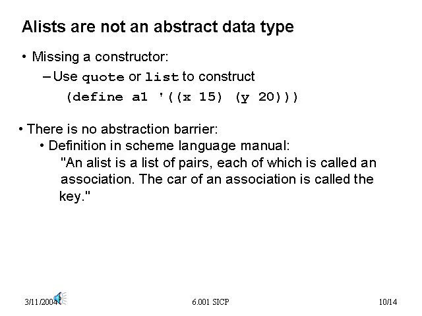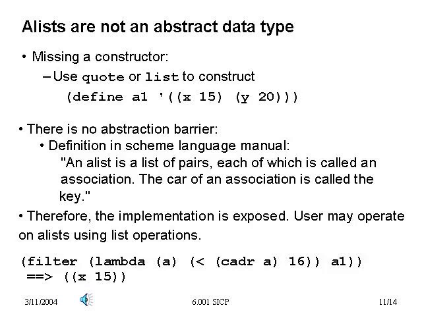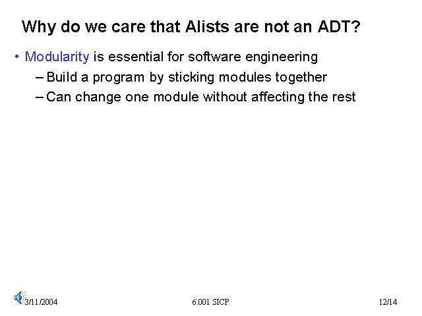In fact, A-lists are designed that way. The definition in the Scheme manual says an A-list is a list of pairs, each of which is called an association. The car of that association is called the key. So it's intended, in fact, to just be an exposed list. As a consequence, the implementation is exposed, meaning that the user can go in and operate on the A-list just using list operations. We could go in and do things like this. It looks nice and convenient, but in fact is a dangerous thing to do, and let's talk about that in the next slide.